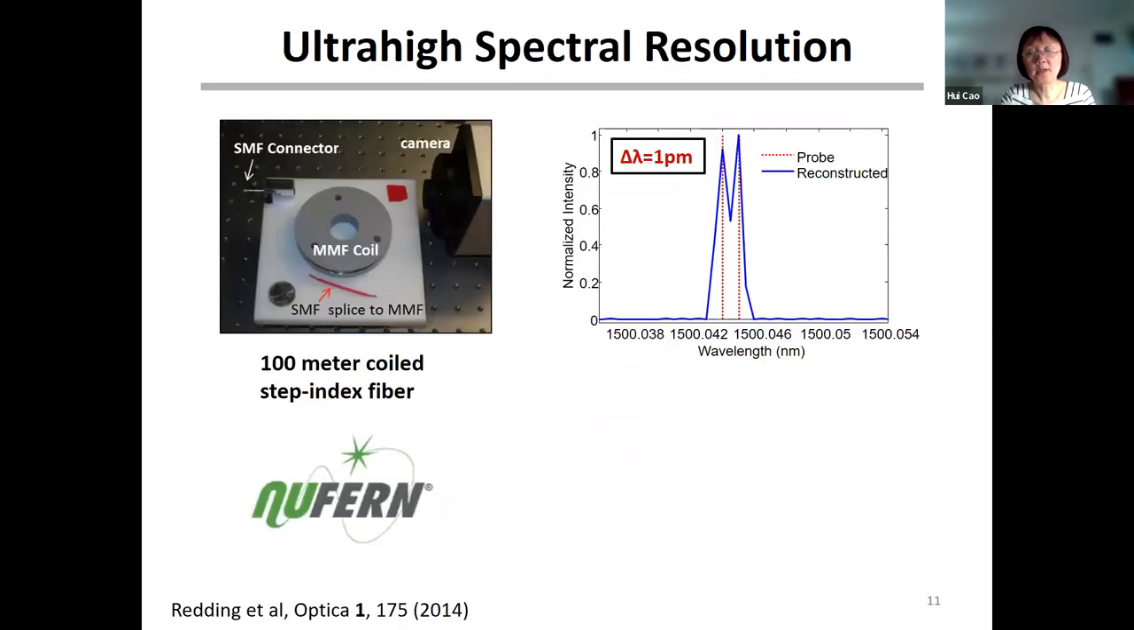As I said, this can give us high resolution because we can use a long fiber. We did a collaboration with a company called New Firm. They coil a 100 meter long fiber into a 2-inch spool. On one side, we splice to a single mode fiber. The other side just projects the output spectrum to a camera. So this is just our simple spectrometer. But with this one, we can resolve two lines separated by about 1 picometer at around 1500 nanometers. That means our spectral resolution is over 1 million.